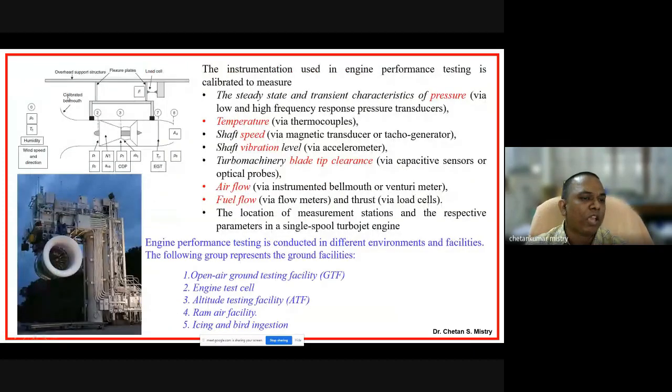Now here, these are the test benches that are used to do the measurement or to check the performance. If you look, there are many cables and pipes going to the control room. They are all connected with various sensors. It may be a pressure sensor, temperature sensor, speed sensor, vibration sensor, airflow, all those things.